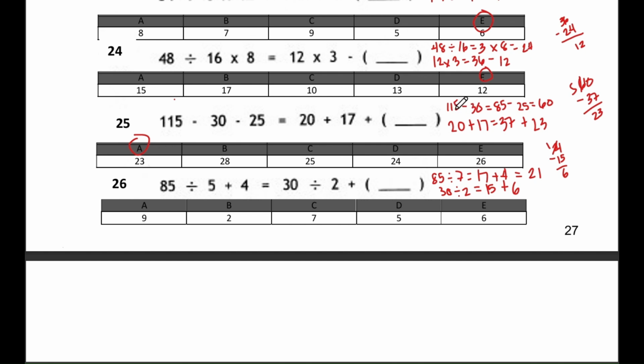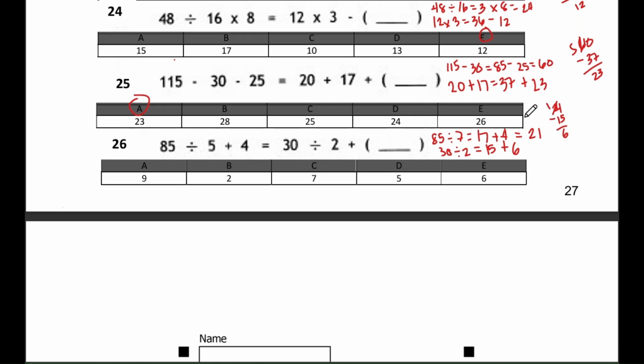First, we subtract 30 from 115, which equals 85. Then, we subtract 25 from 85, which equals 60. On the other side of the equals sign, we add 20 plus 17, which equals 37. Now we need to figure out what we need to add to 37 to get 60, and that number is 23. So the missing number is 23.